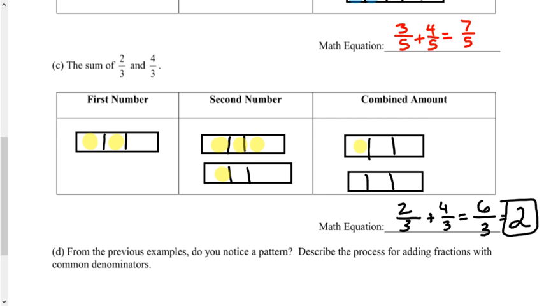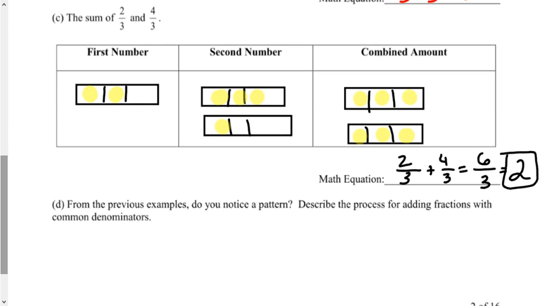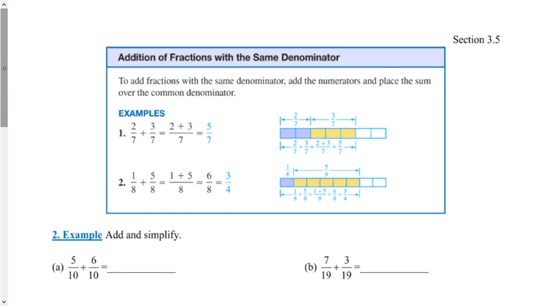And if I add all those up, you know I'm going to get 6/3. And ultimately, that just ends up being 2. I get 2 whole pieces shaded, right? So common denominators means that all we have to do is just add the numerators. That's it. Okay?